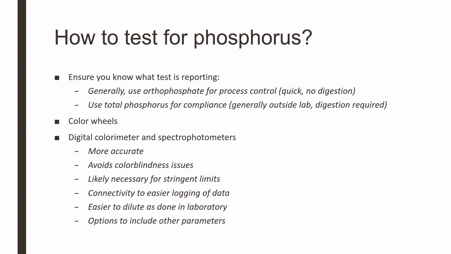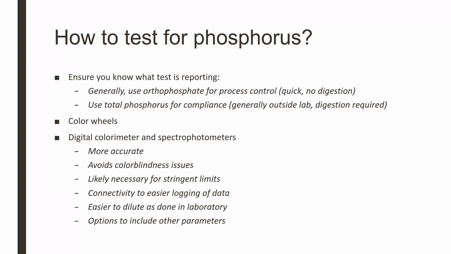So you may need it to be under 2 milligrams per liter, might be your permit limit. So you don't want a color wheel that goes up to 10 or 15 milligrams per liter. You want one more in that 2 to 4 milligrams per liter range. So ensure that you're getting the right thing.